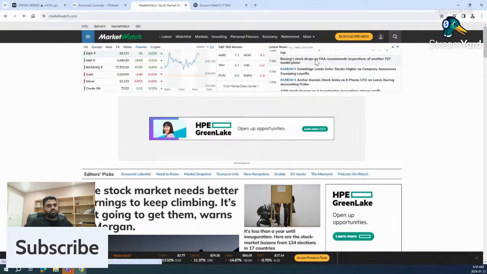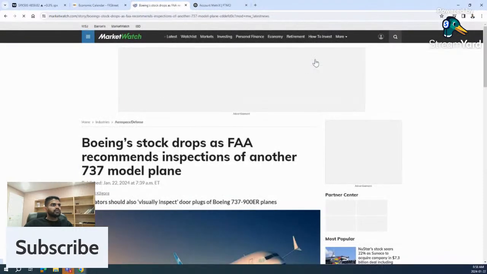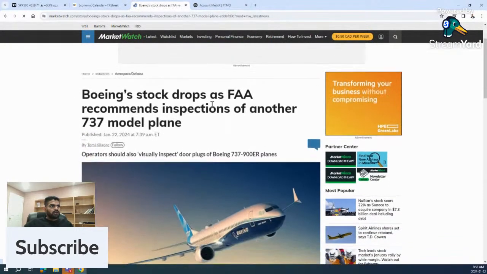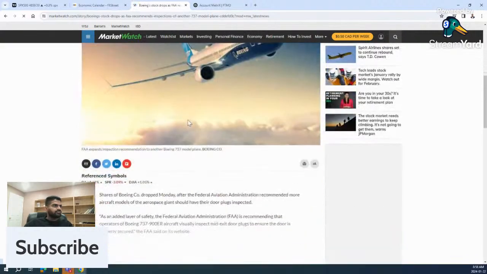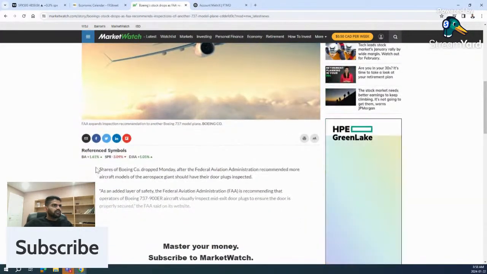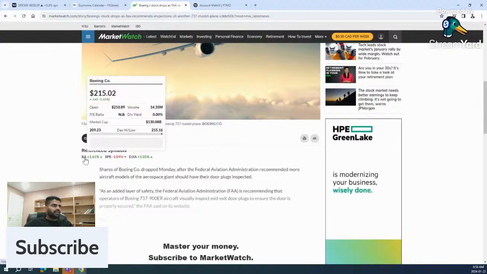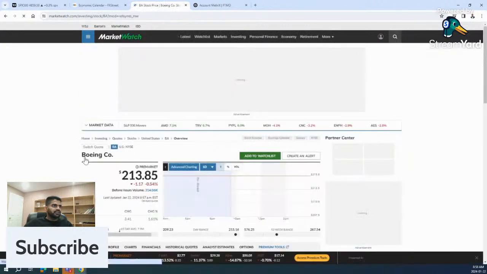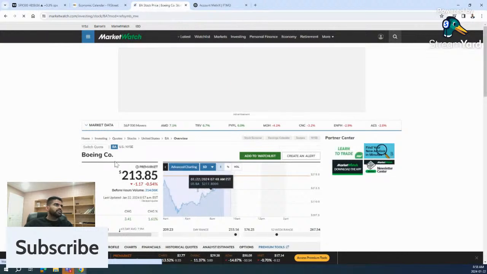Oh, more news on Boeing. FAA recommends inspection of another 737 model plane. Yeah, they should just get done inspection of all of them that are there and not bother. So it did sell off pre-market and we're pushing back up on Boeing.